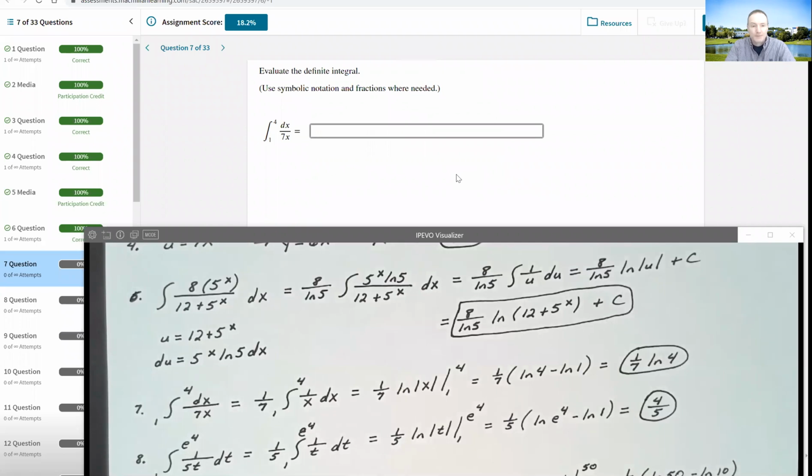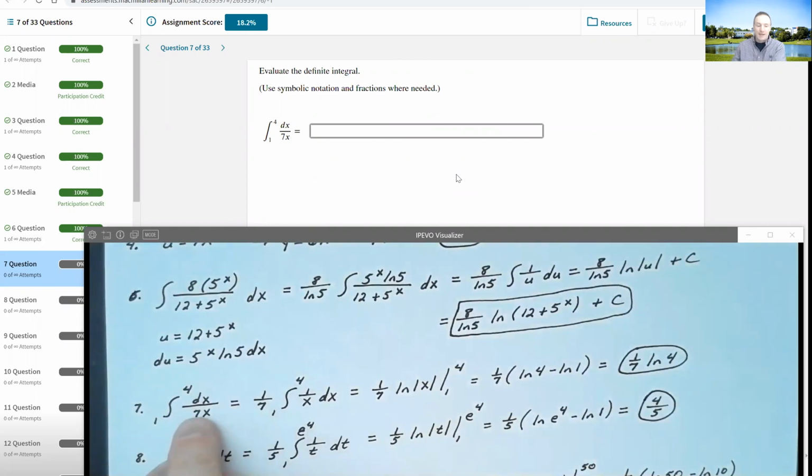For number 7 here, we're asked to evaluate the integral from 1 to 4 of dx divided by 7x. This one's very quick. All I need to see is that that 7 in the denominator can be factored to the outside as 1/7. And then I just have the same thing as 1 over x dx, which I know the integral of 1 over x dx by definition is our natural log function. This is the exception to the power rule. Anytime x is to the -1 power, it's the natural log of the absolute value of x. And we're evaluating this from x equals 1 to 4.